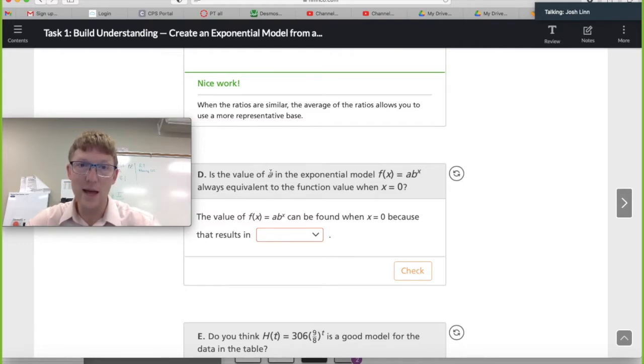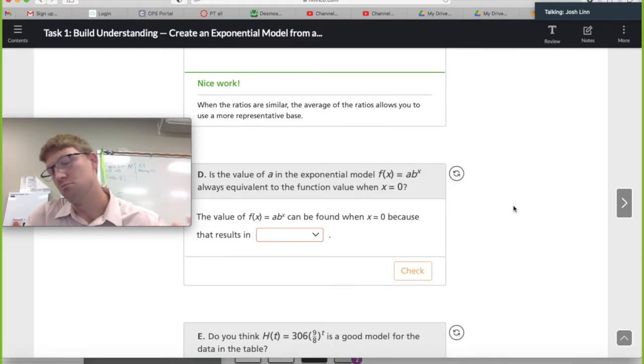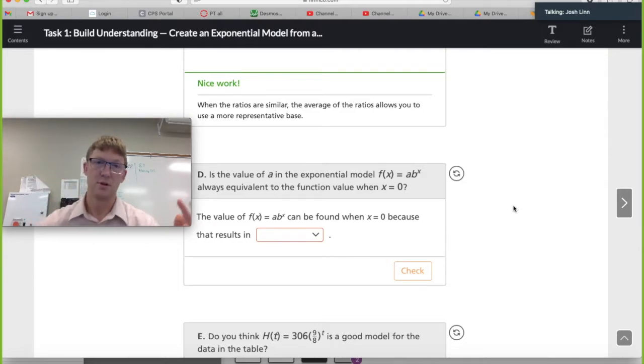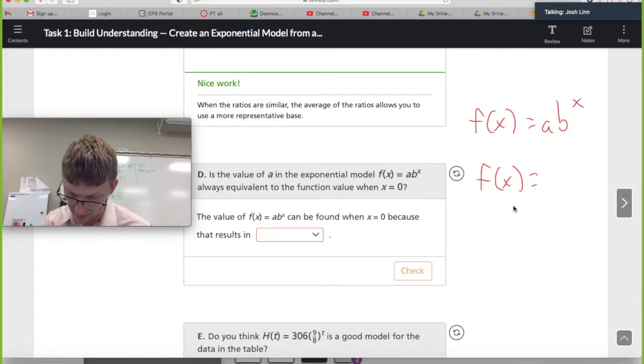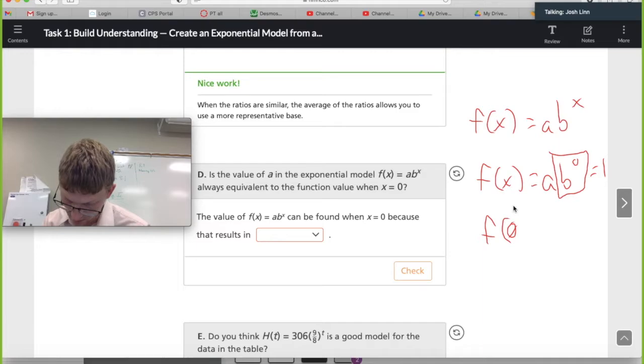So is the value of a in an exponential model, f of x equals a times b to the power of x, always equivalent to the function value when x equals 0? I don't know. Let's do a little proof. So if we have f of x equals a b to the power of x, and b can be any number, what do we get whenever we do f of 0 equals a times b to the power of 0? Well, anything to the power of 0 is 1, right? So f of 0 will always equal a.